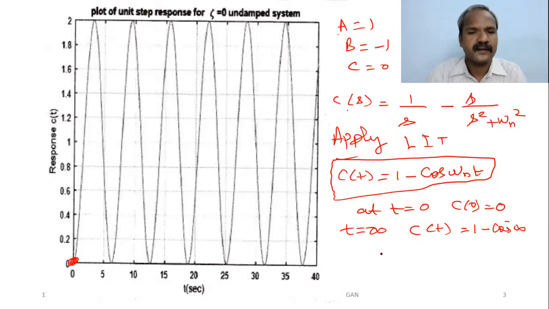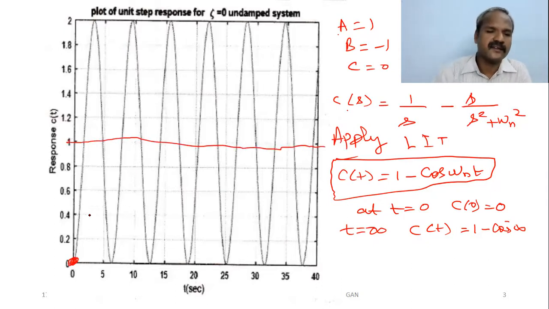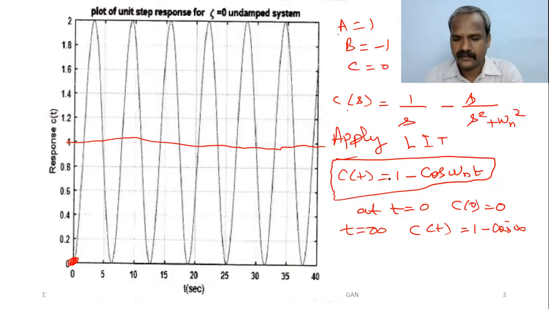So this is the unit step response of undamped system. It oscillates about the step value. So one is the steady state value. It oscillates around the steady state value. So this is the 1 minus cos response, right? Next, critically damped. Okay. Next is critically damped.